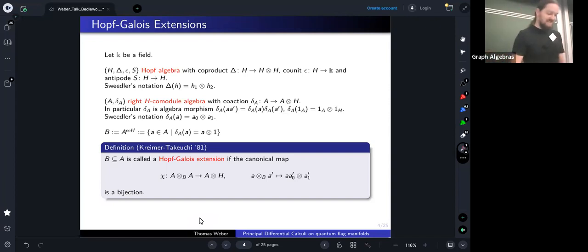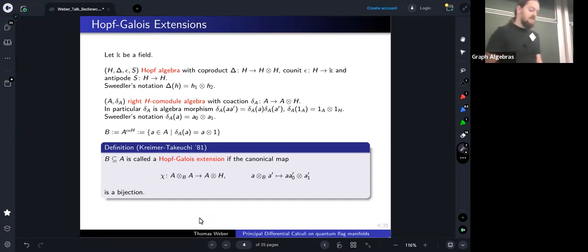So very good. So A will be a right H-comodule algebra with right H-coaction delta_A. So this is a map from A into A tensor H. And as I said, this is a coaction and an algebra morphism. Just written here what an algebra morphism is. And also for this coaction, we take some kind of Sweedler notation here with 0 and 1, where the 0 tells you what is the A part.